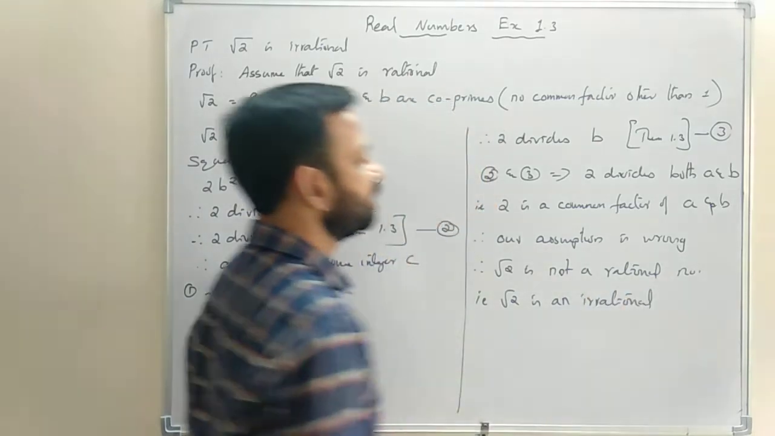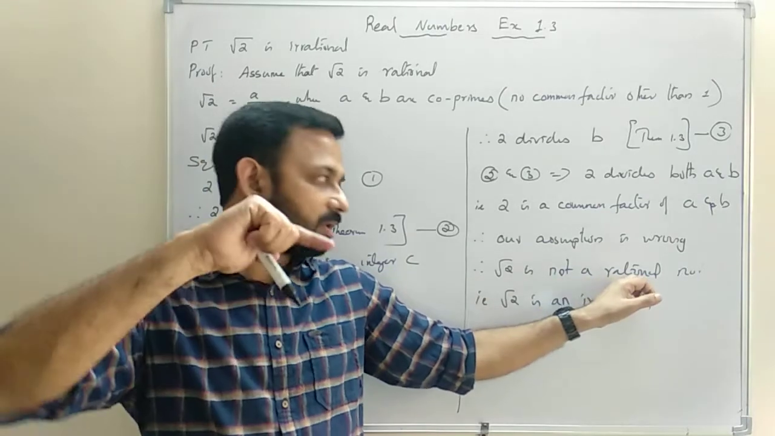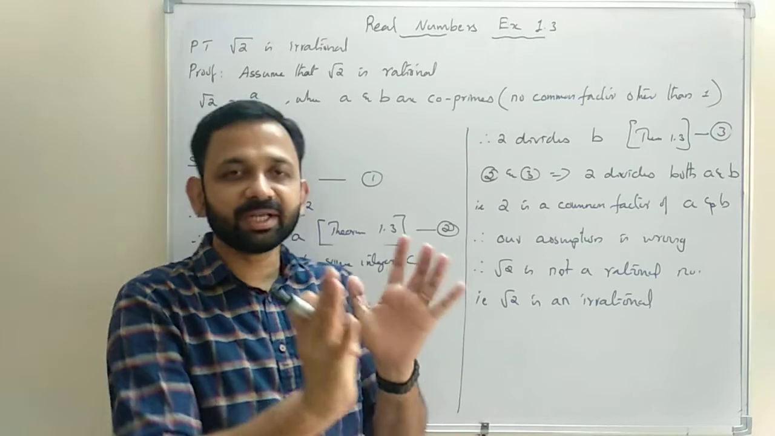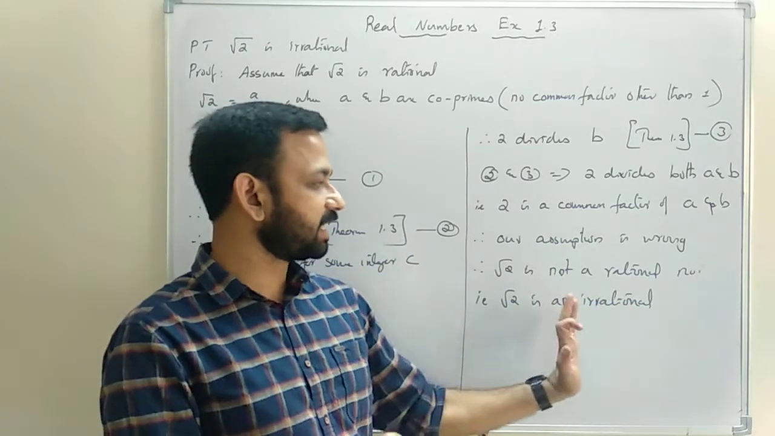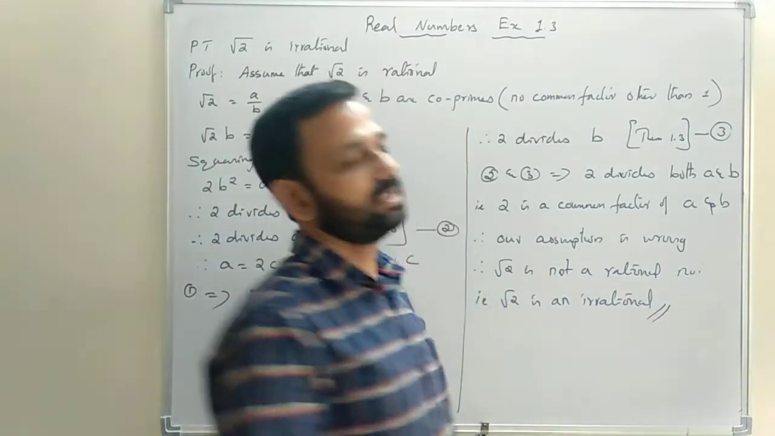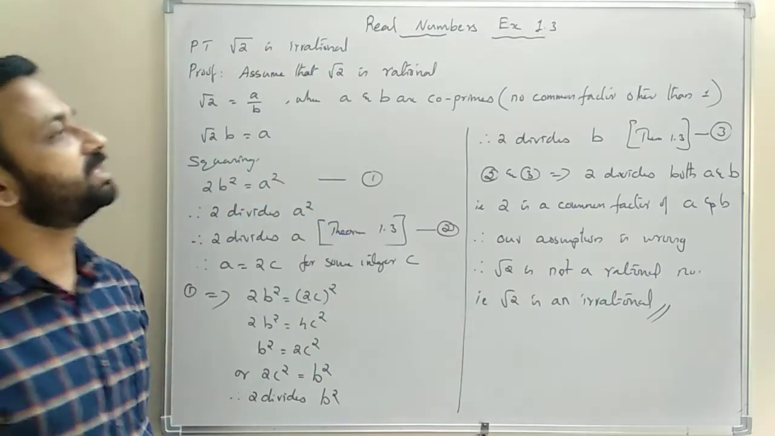Because here we have written root 2 is not a rational number. If a number is not rational, then it will be irrational, because real numbers are in two categories, rational or irrational. So we got root 2 is an irrational number. So this is the proof of the statement that root 2 is irrational.